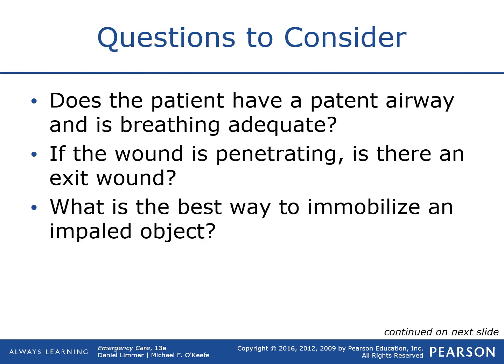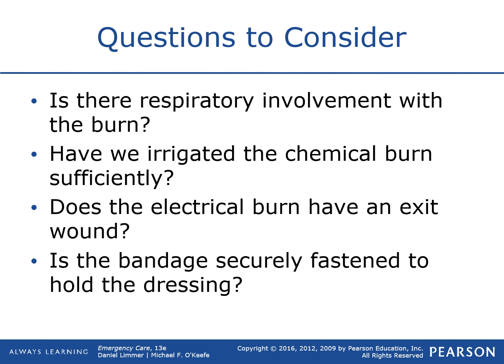So some things you should think about is, does the patient have a patent airway and is the breathing still adequate? If the wound is penetrating, is there an exit wound? What is the best way to immobilize an impaled object? Is there respiratory involvement with the burn? Have we irrigated the chemical burn sufficiently? Does the electrical burn have an exit wound? Is the patient securely fastened to hold the dressing?